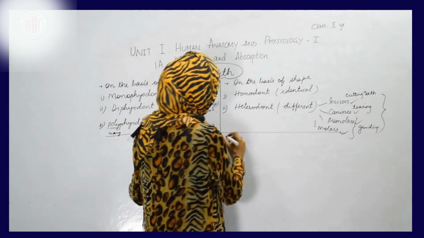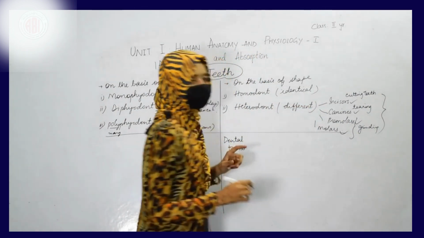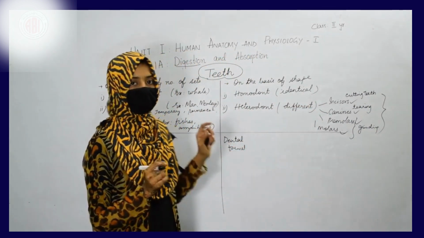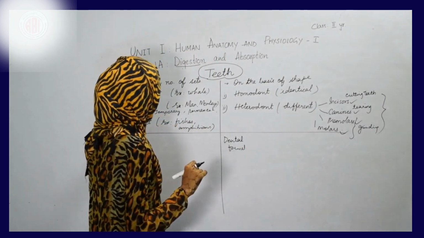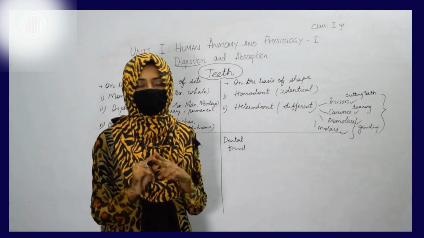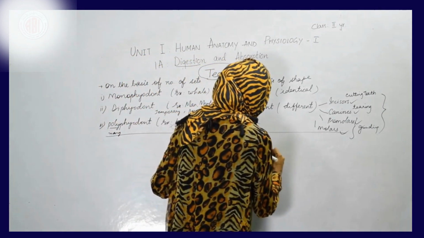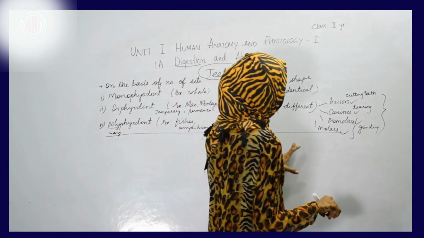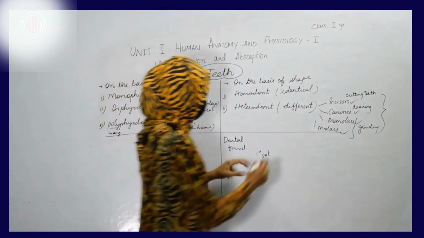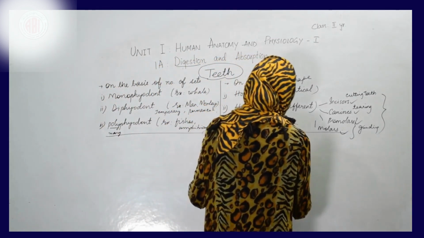When we talk about the dental formula, then we have to write 2 formulas, because in the human being, I already told you that the diphyodont type of dentition is present. That means 2 sets of teeth can be seen. So first set of teeth is called as temporary teeth. So how many incisors, canines, premolars and molars will be present as a first set? Let us see.